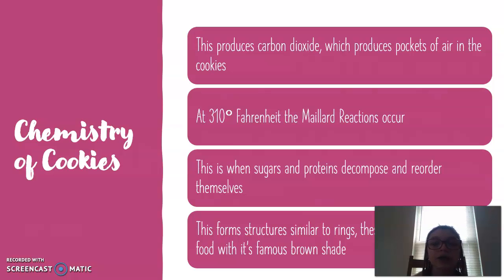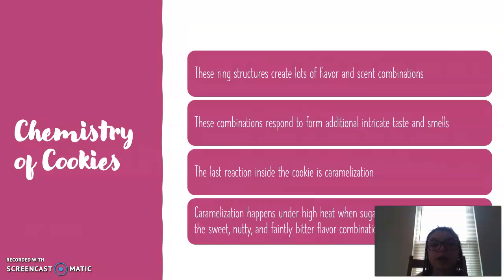At 310 degrees Fahrenheit, the Maillard reactions occur. This is when sugars and proteins decompose and reorder themselves. This forms structures similar to rings. These ring-like structures mirror light and provide food with its famous brown shade. These ring structures create lots of flavor and scent combinations. These combinations react to form additional intricate tastes and smells.